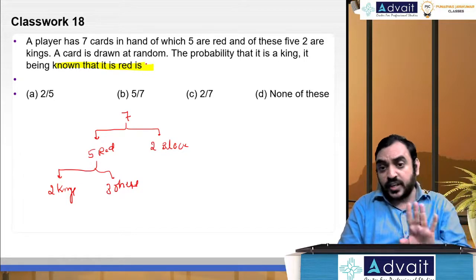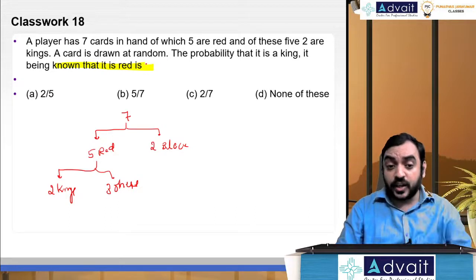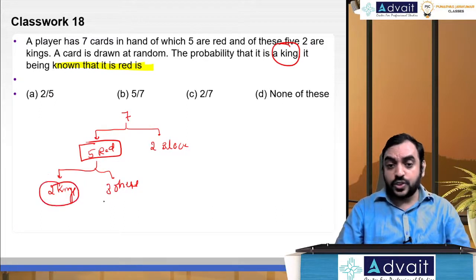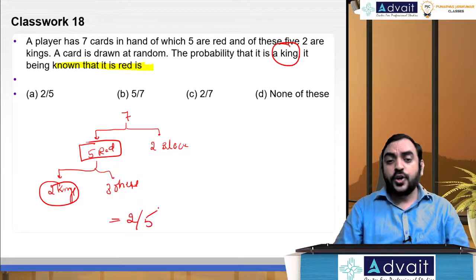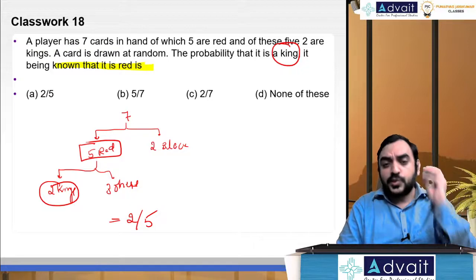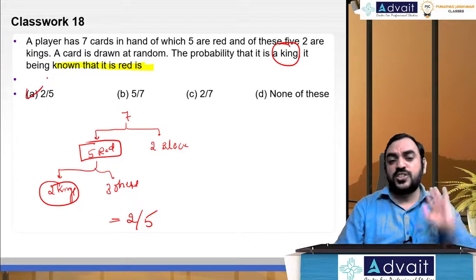In these 7 cards only, how many reds are there? We have red, only 5, right? It has to be out of 5. Out of 5, what's the probability it's a king, and kings are 2. So the answer is straightforward, 2 by 5. In fact, there's nothing to calculate, nothing to write. Simply read the problem, choose the option.